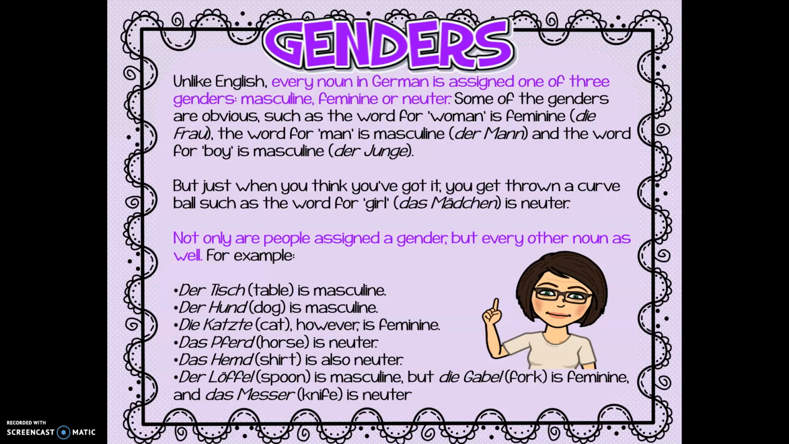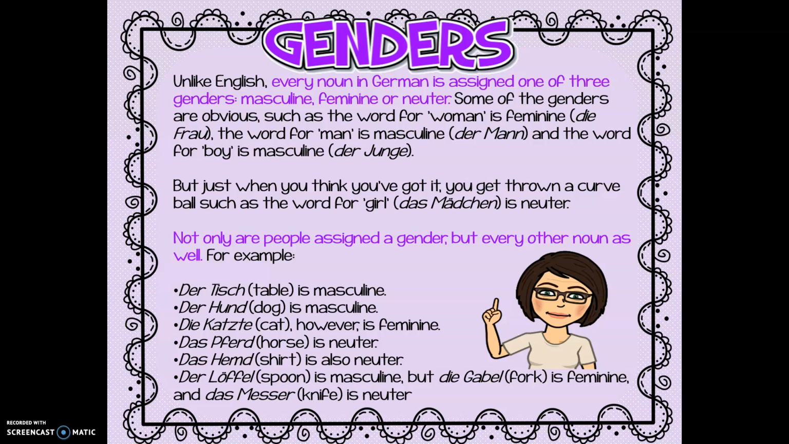But here's where it gets really tricky. Not only are people assigned a gender, but every noun has a gender. So things that we would in English call an it, like "the table is big, it is big," that's not exactly how it works in German. Each noun has been assigned a gender. So table is masculine, der Tisch. So if you want to talk about the table, der Tisch, and you want to use a pronoun for the word Tisch, you would have to say he.